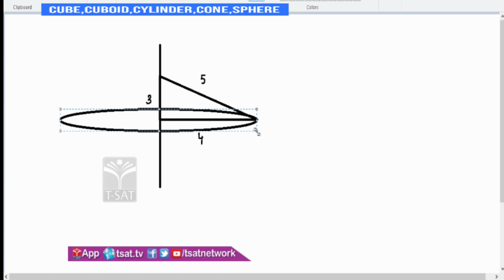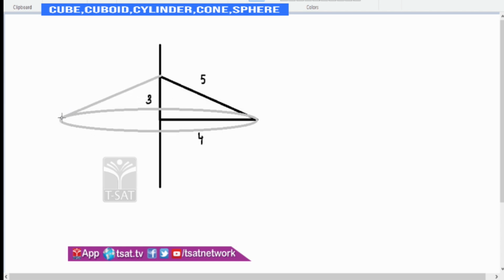Imagine this is the rotation. If you rotate it, it forms a cone like this, yes or no? So it forms a cone like this. This is how a right angle triangle rotates. So it forms a cone.